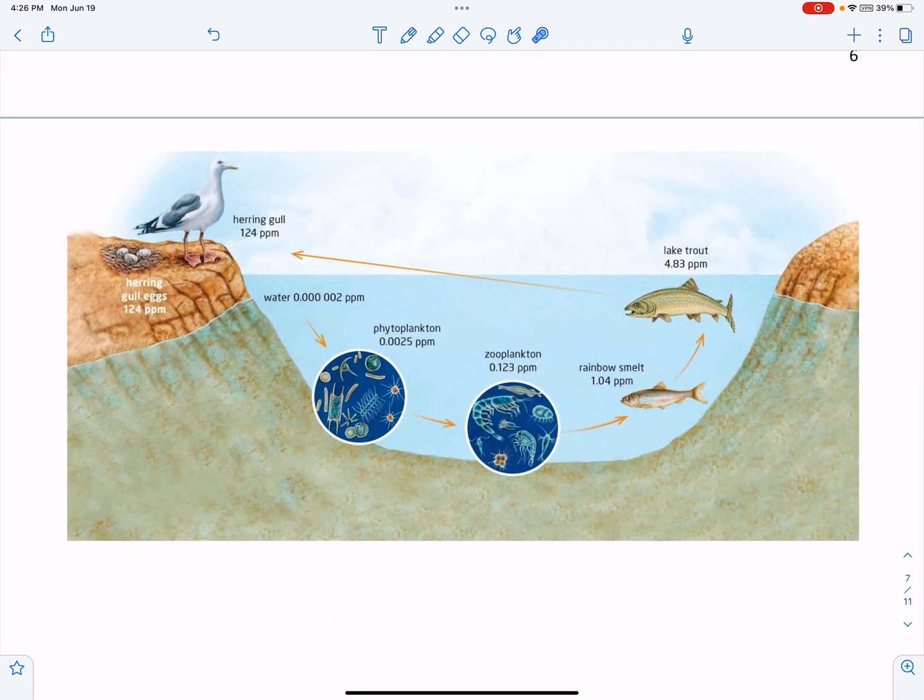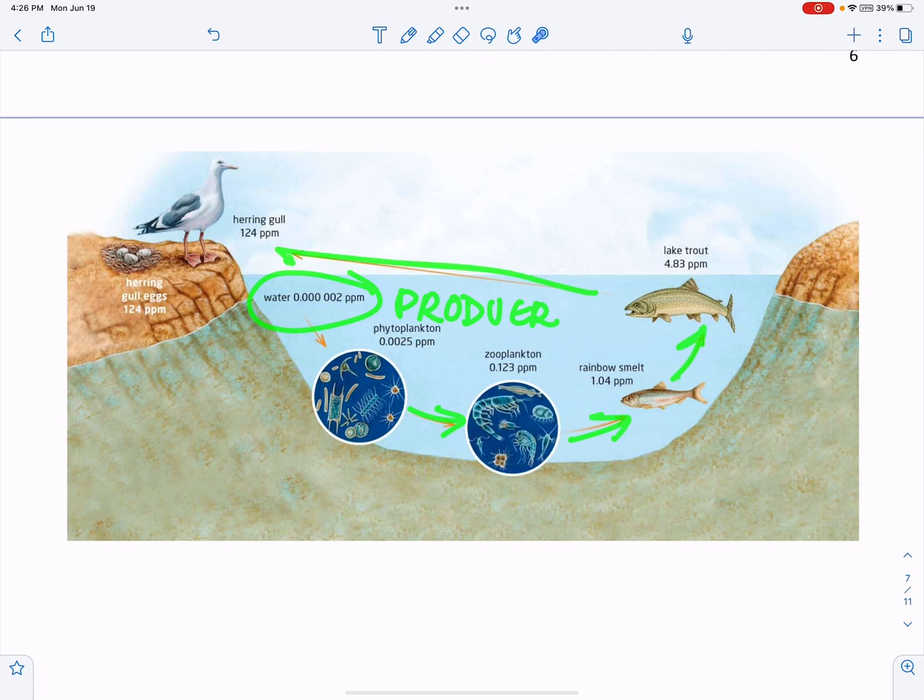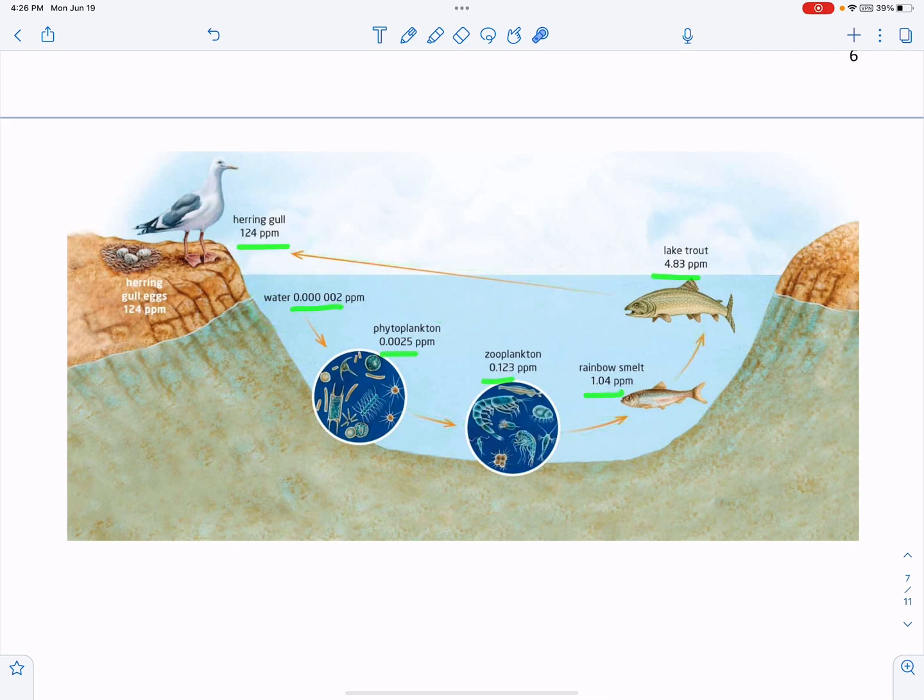Here's a diagram that shows the concentration of toxins that enter from the producer all the way up to the top consumer. And you can see this number starts to get bigger. It is amplified or magnified as you move throughout the food chain.